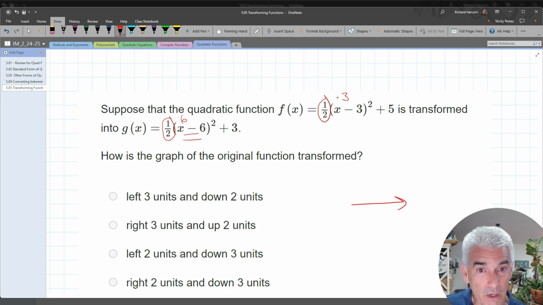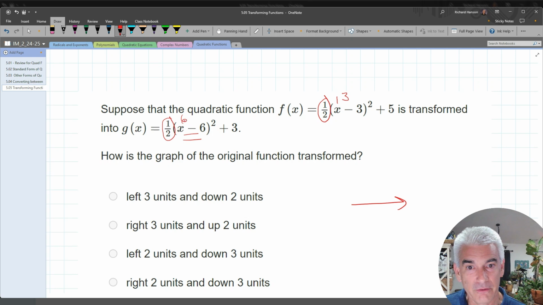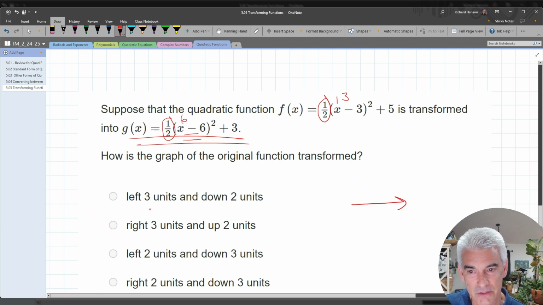Basically, I have to plug in a number that was 3 greater than the other number. If I plug in 1 here, I get 1 minus 3 is -2 squared. I need to plug in 4 here. Every x coordinate is 3 bigger on this new graph, so it is shifted to the right 3 units. So I don't have to do anything more, actually. I already know the answer.